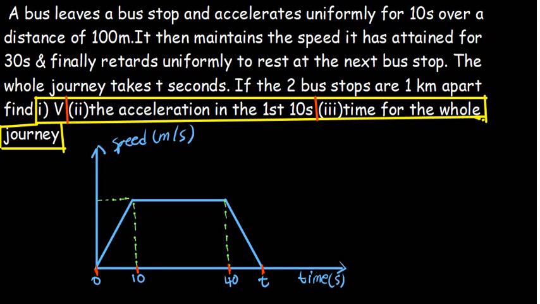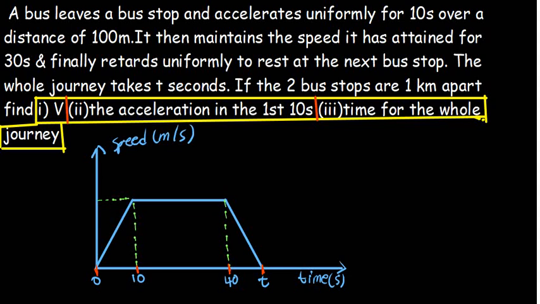In this video, we are going to go over a question on speed-time graphs. The question says a bus leaves a bus stop and accelerates uniformly for 10 seconds over a distance of 100 meters. It then maintains the speed it has attained for 30 seconds and finally returns uniformly to rest at the next bus stop. The whole journey takes t seconds.